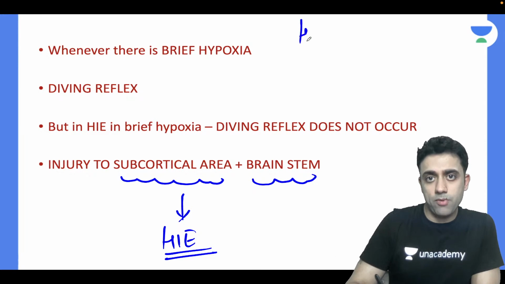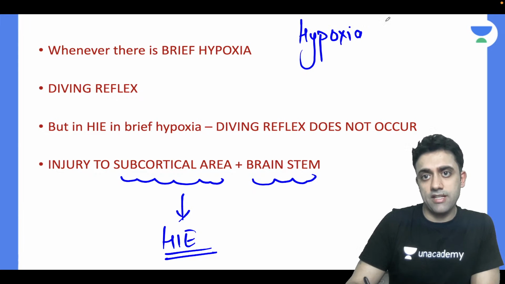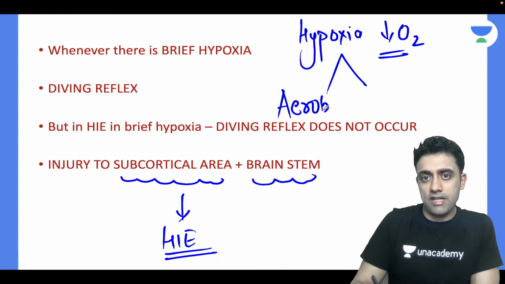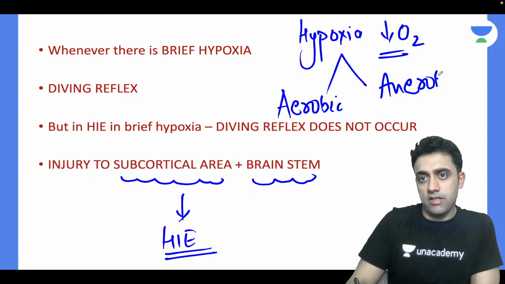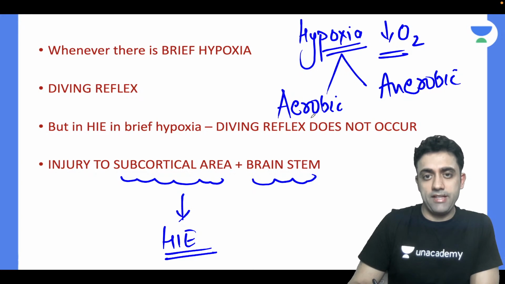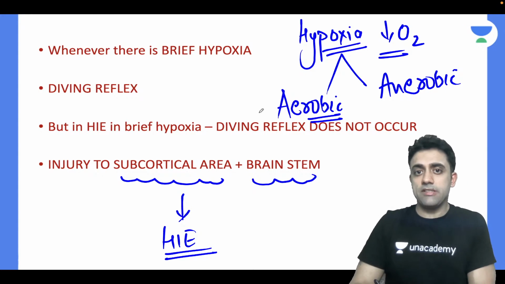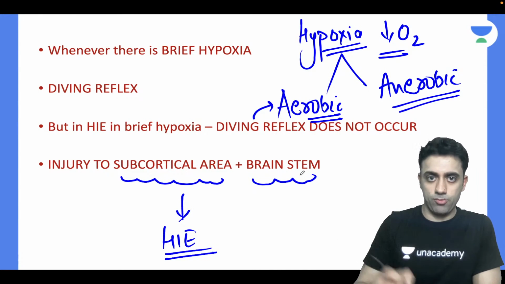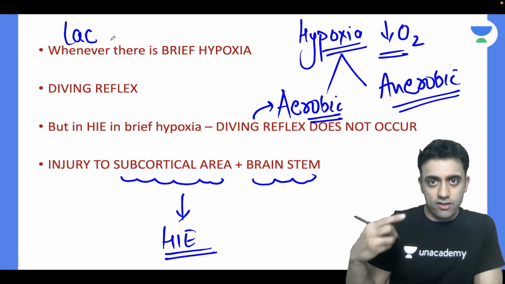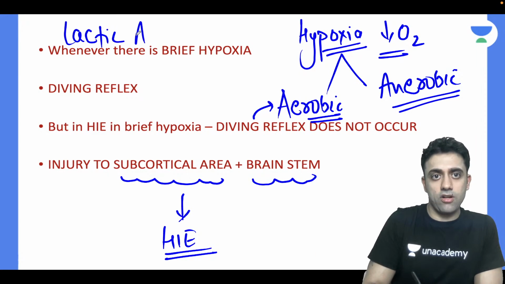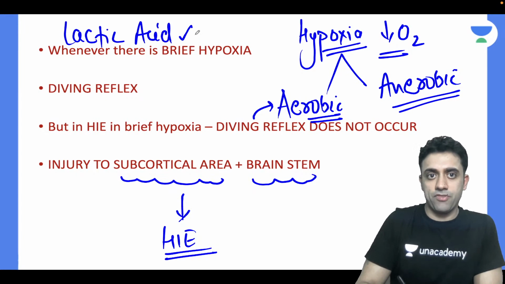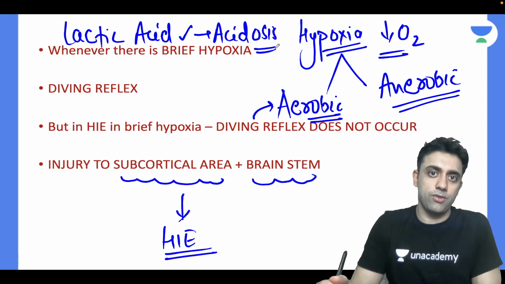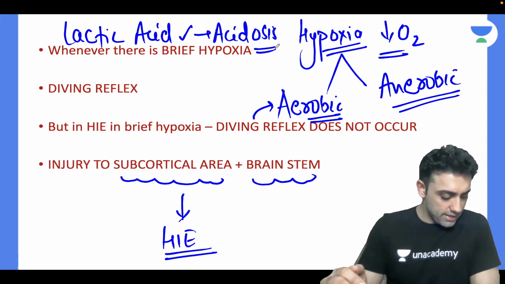Dear, whenever there is hypoxia, meaning decreased oxygen in my body, two types of metabolism take place: aerobic metabolism and anaerobic metabolism. Whenever there is hypoxia, my aerobic metabolism is almost exhausted, so my anaerobic metabolism will start taking place. In anaerobic metabolism, lactic acid is generated. That leads to more and more lactic acid, meaning acidosis, and that leads to metabolic acidosis, which is a component of shock. That's why. Okay, so let's move further.